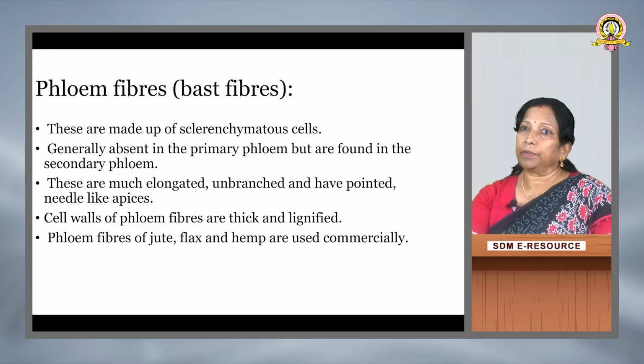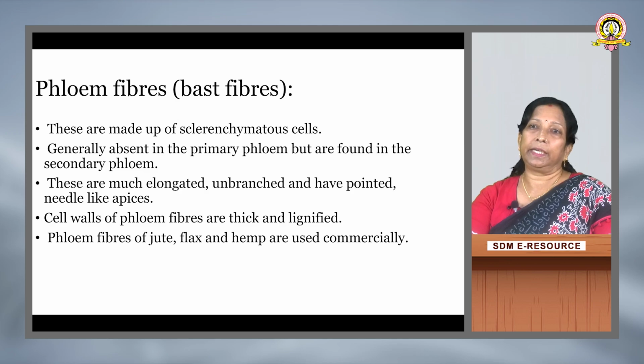Generally, the sclerenchyma fibers are absent in the primary phloem, but they are found in the secondary phloem. These are much elongated, unbranched and have pointed needle-like apices. Cell walls of phloem fibers are thick and lignified. Phloem fibers of jute, flax and hemp are used commercially.